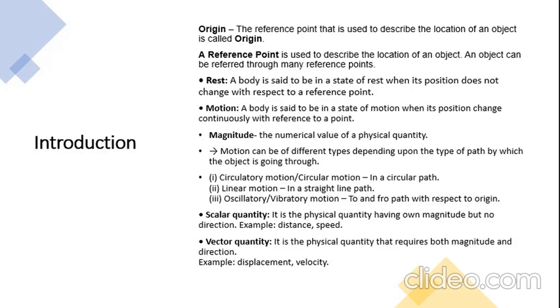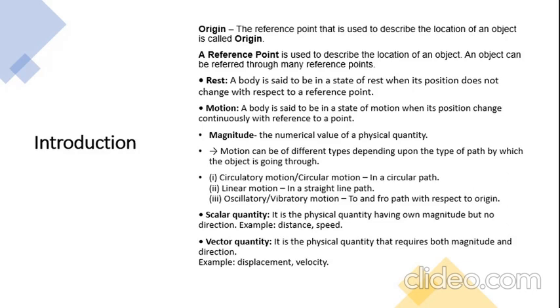And then rest. Third definition, rest. A body is said to be in state of rest when its position does not change with respect to a reference point. That is, the position of an object should not change with respect to change of time. And then motion. A body is said to be in motion when its position changes continuously with respect to time or with respect to a reference point.